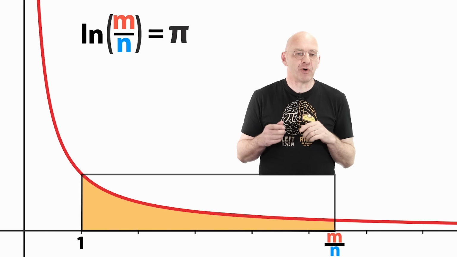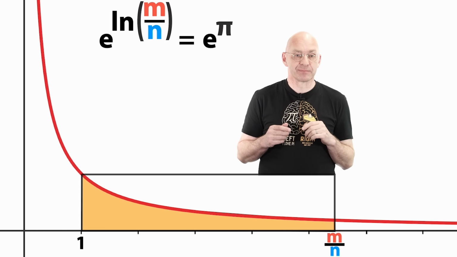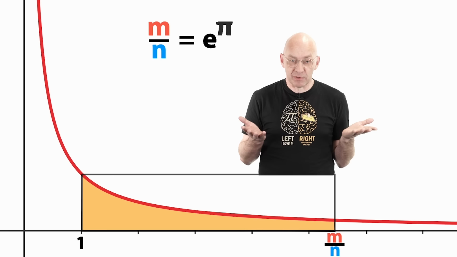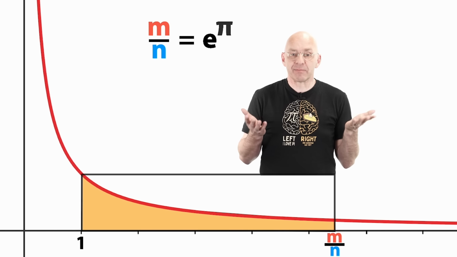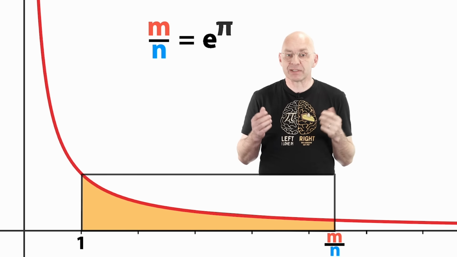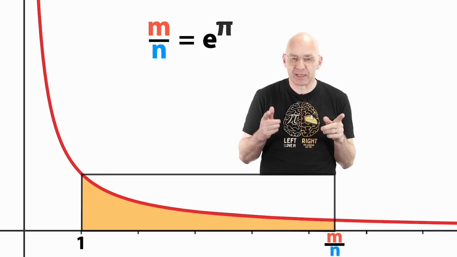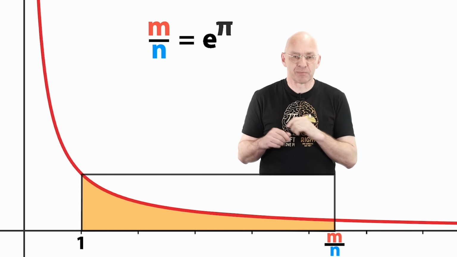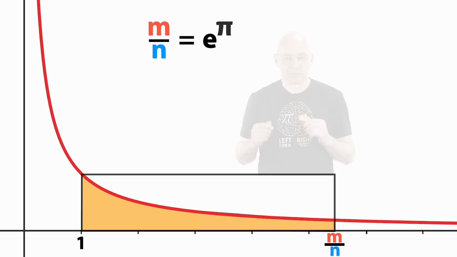Well, let's solve for m over n on Algebra Autopilot. Okay, is this possible? Well, that's the same as asking whether the number e to the pi can be written as a fraction, whether this number is a rational number. What do you think? Is our mystery number e to the pi rational or irrational?